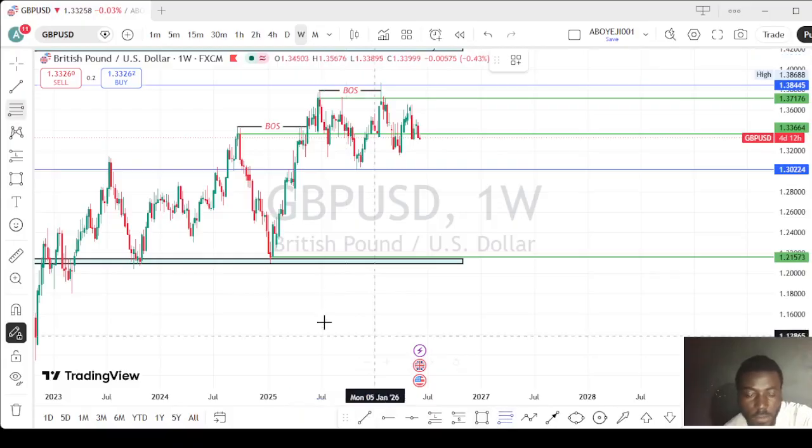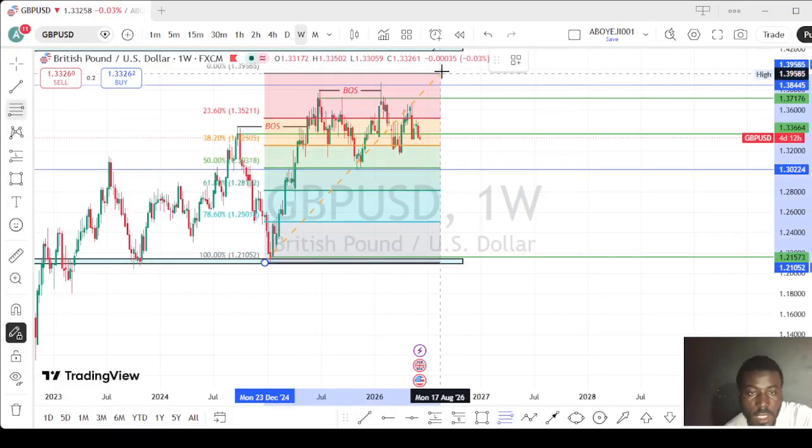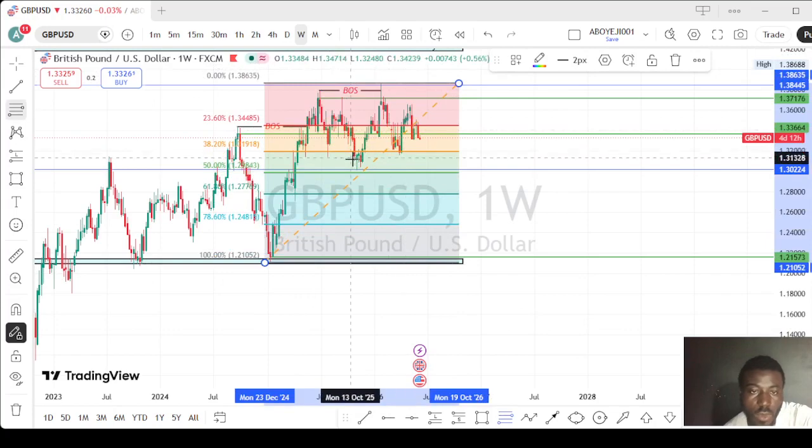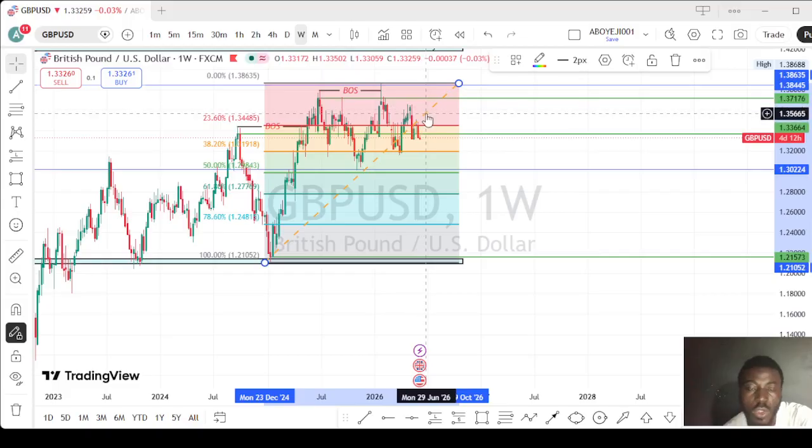If we use our Fibonacci retracement from here to here, all this one the market was just creating liquidity, but this is the 50% the market just gave us. So the market is doing 50%. Let's see if this 50% can still break this uptrend or if it is going to a downtrend.